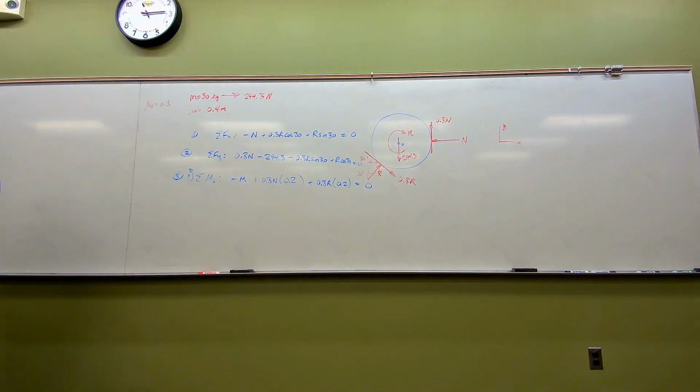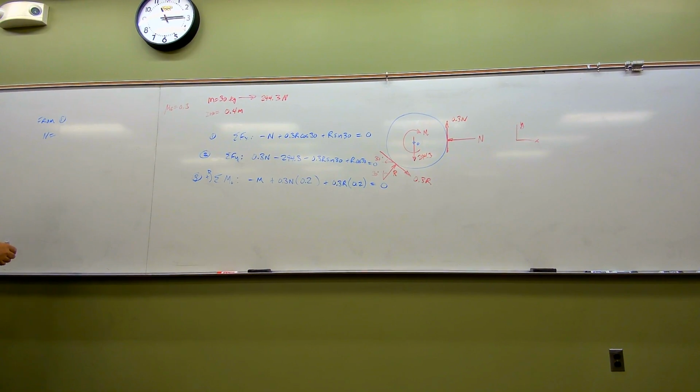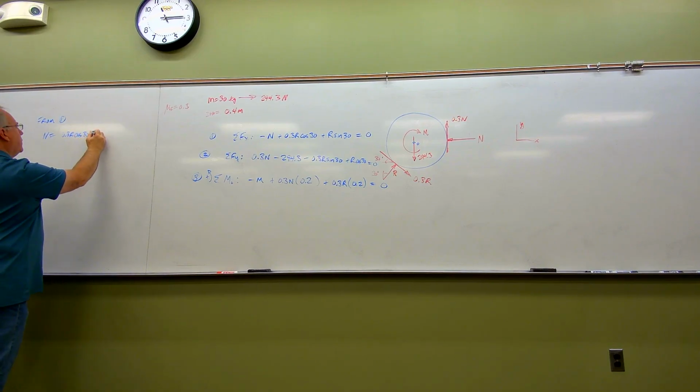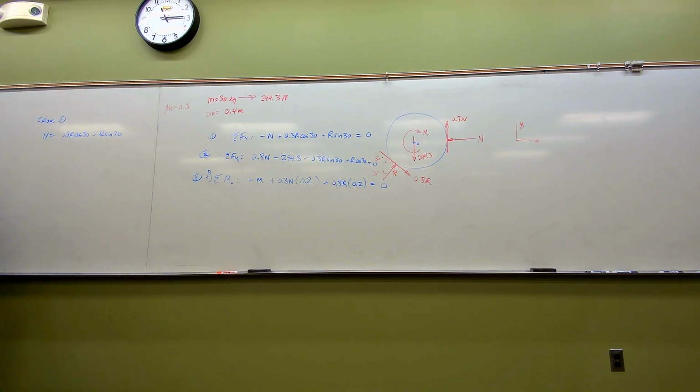Now we have three equations, three unknowns. Let's do a little bit of work right here, folks. From equation 1, if we solve for n, we're going to find that n is going to be equal to, and we can see it right there, 0.3r cosine 30 plus r sine 30. And when we add all that stuff up, folks, we're going to find that n is going to be equal to 0.76r.